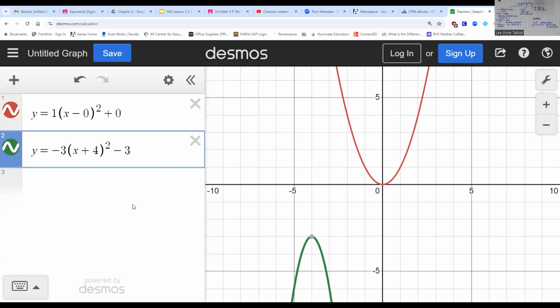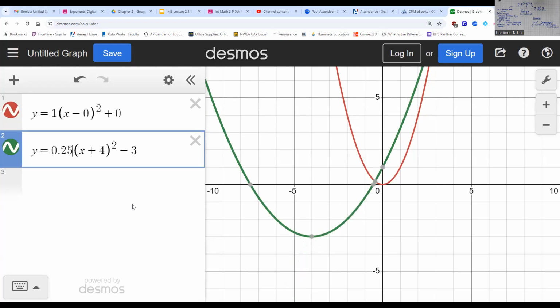Okay, now last thing, let me show you a decimal one. Or fraction, whatever. Okay. What would this one be? Do you guys know the words? The decimal and fraction. The only thing we haven't done yet. Vertically compressed by a factor of 0.25. Or this could be 1/4, a fraction of 1. Vertically compressed by a factor of 0.25, left 4, down 3. Do you feel like you can do that? We're going to practice it again in just a minute.